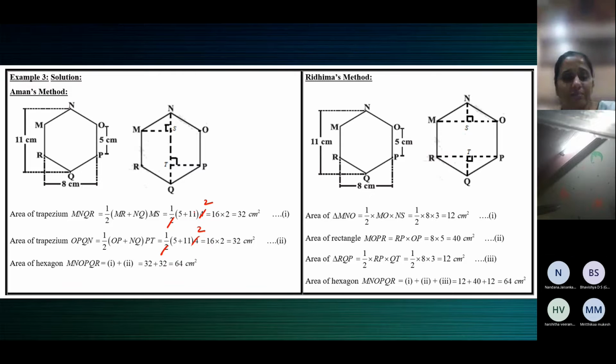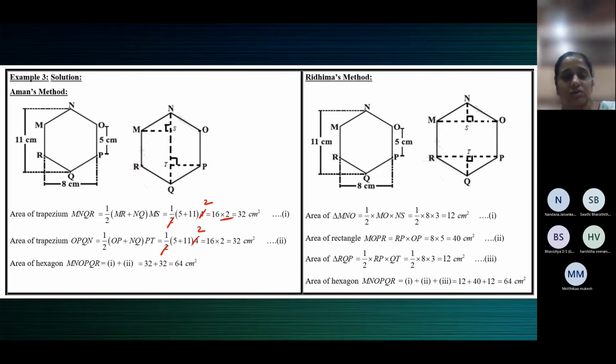Then 5 plus 11, 16. 16 into 2, 32. So this one is 32 centimeters square. So the area of the hexagon is 32 plus 32, 64 centimeters square.